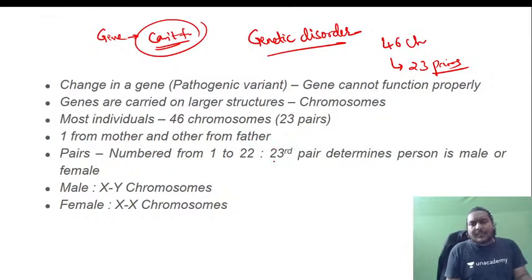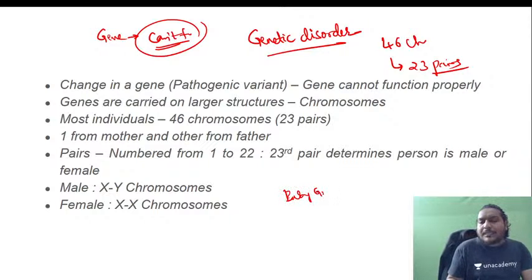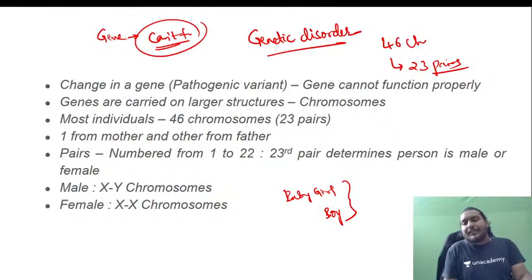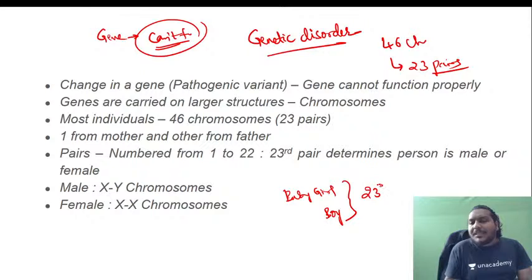For example, to determine the birth gender of a person, whether a child is born a baby girl or a baby boy, this is something which will be decided based on the 23rd pair.